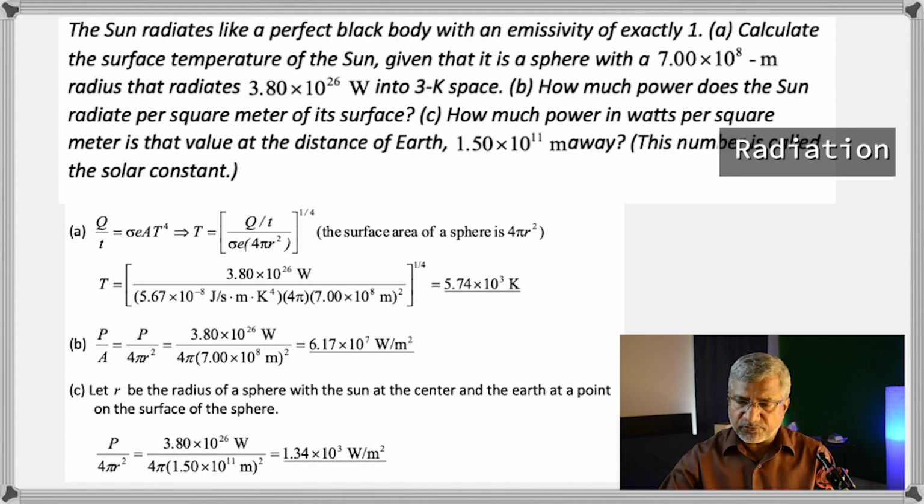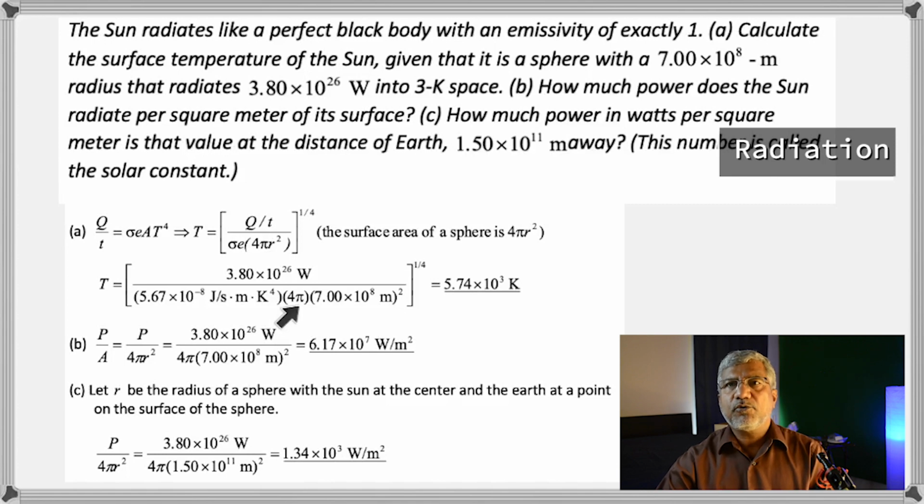All right. So therefore, you get T is this. This number is given. That's how much it radiates per second. Divide by sigma, and then e. Why is e missing? Because e is 1. Emissivity is 1, so that's not written. And then it's a sphere. The sun is a sphere. The surface area of a sphere is 4 pi r squared. So you have 4 pi, the radius squared. That gives you 5.74 times 10 to the 3 Kelvin. That's the surface temperature of the sun.